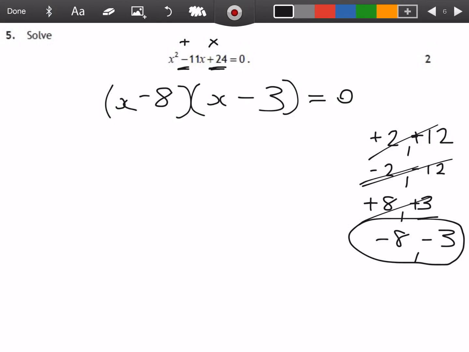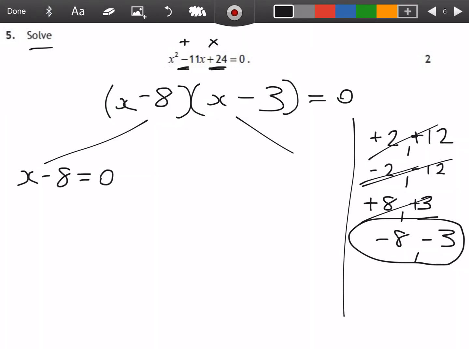So that's as factorised. The question said solve, right? Solve means get your solutions. It's not solved yet. Right, that was just a wee bit of working at the side for our factors. To get the solutions, what we do is we set each of the factors equal to 0. Take a mini equation, set each of the factors equal to 0. But we need to solve it.